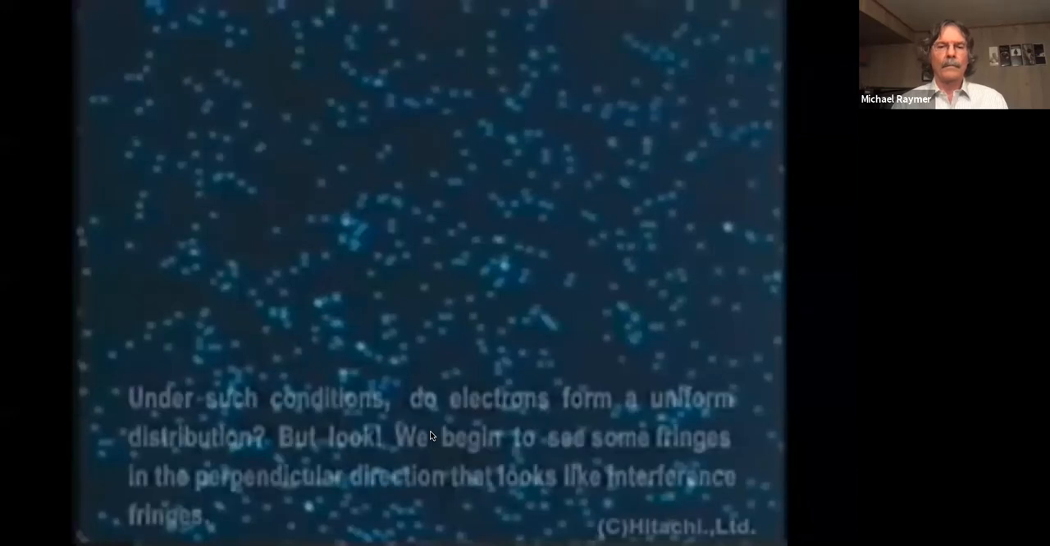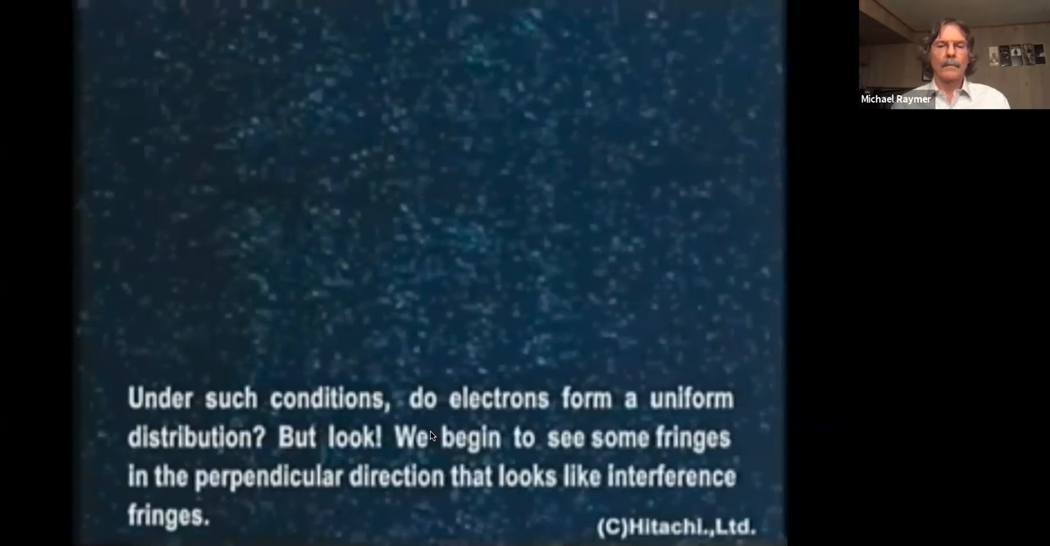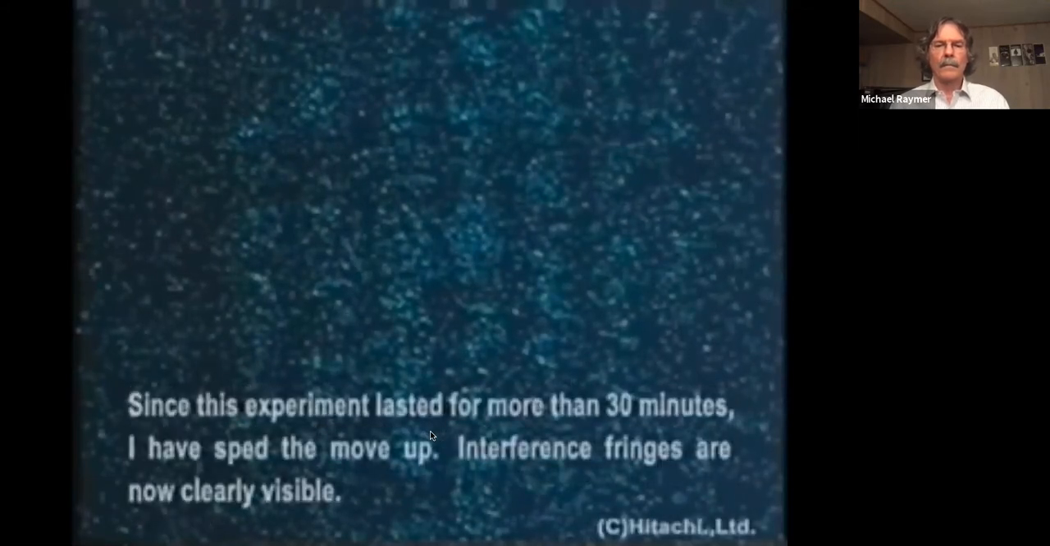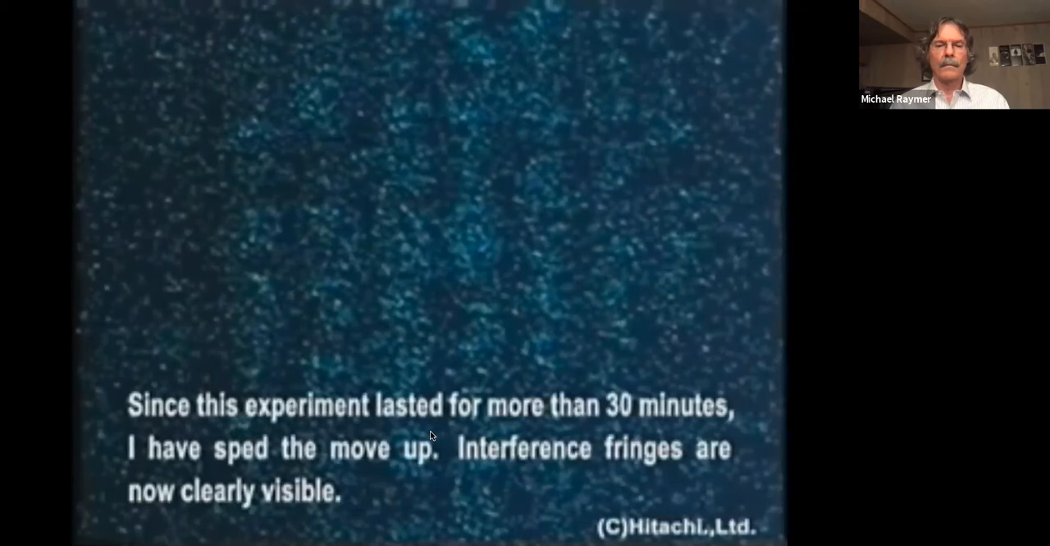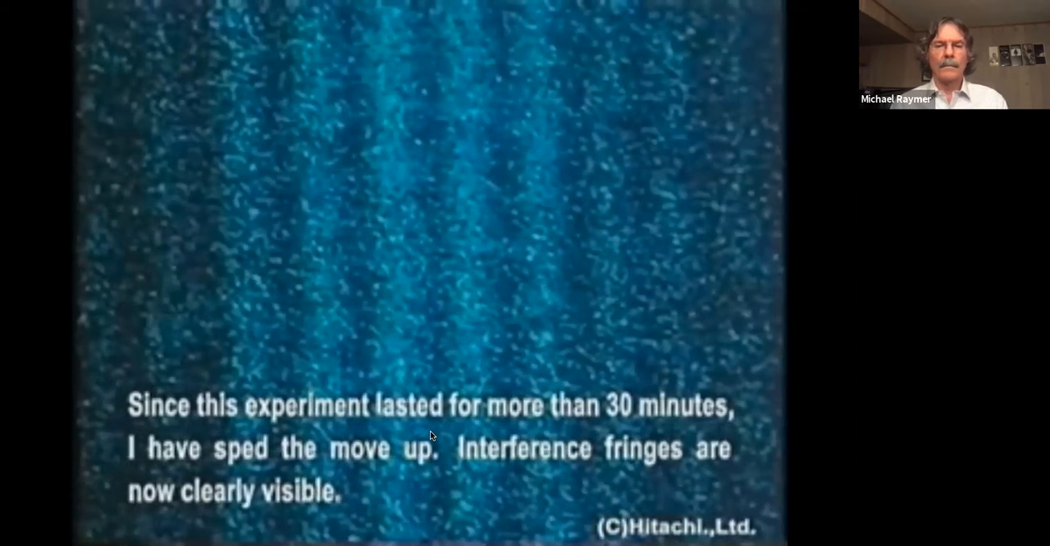Under such conditions, do electrons form a uniform distribution? But look, we begin to see some fringes in the perpendicular direction that look like interference fringes. Since this experiment lasted for more than 30 minutes, I have sped the movie up. Interference fringes are now clearly visible.